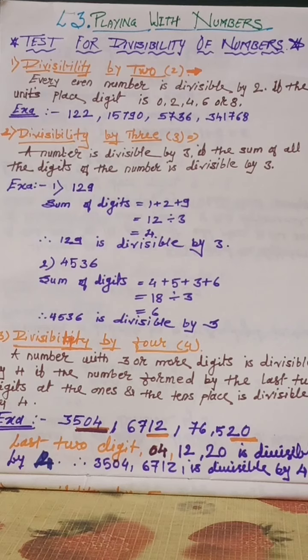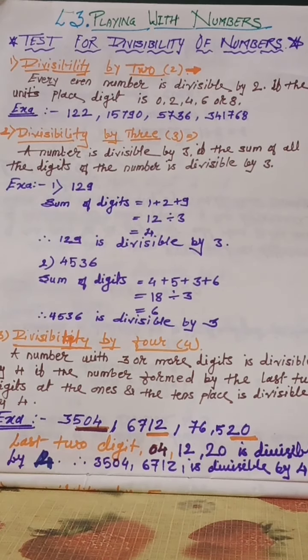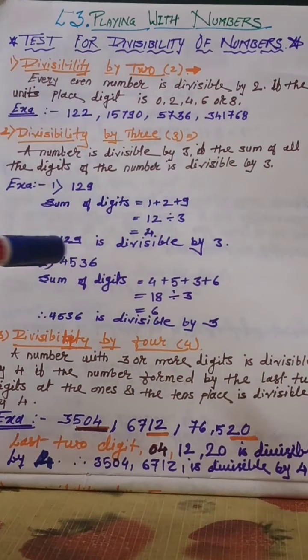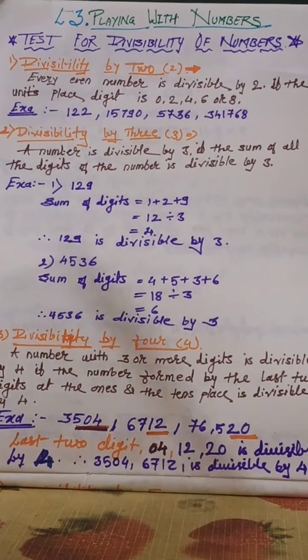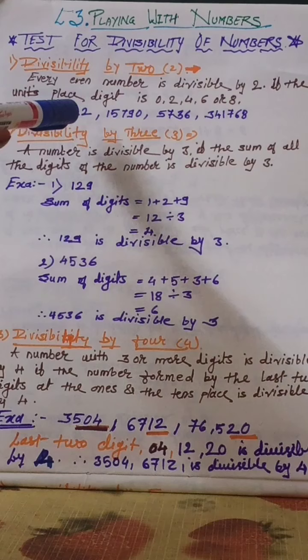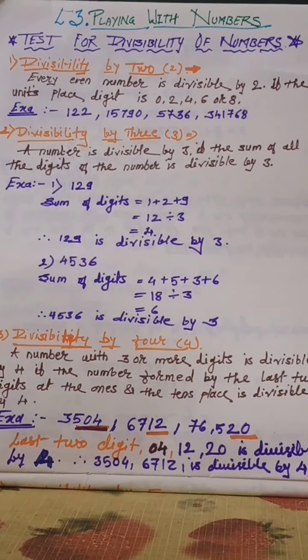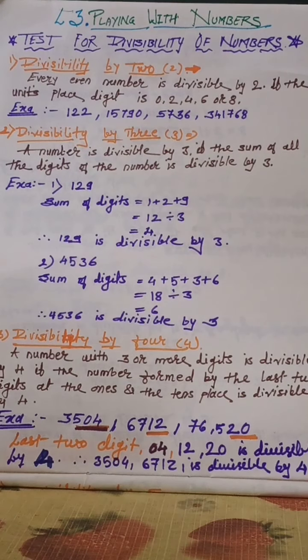Every even number is divisible by 2 if the unit place digit is 0, 2, 4, 6, 8. For example, see here: 122, 15,790, 5,736, 2068. If we observe the numbers, the last digit is 0, 2, 4, 6, or 8, then that number is divisible by 2.